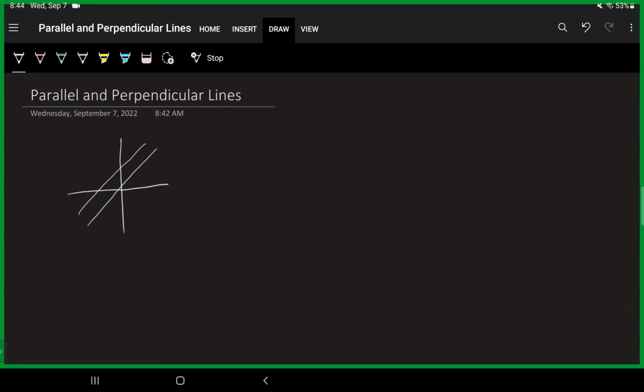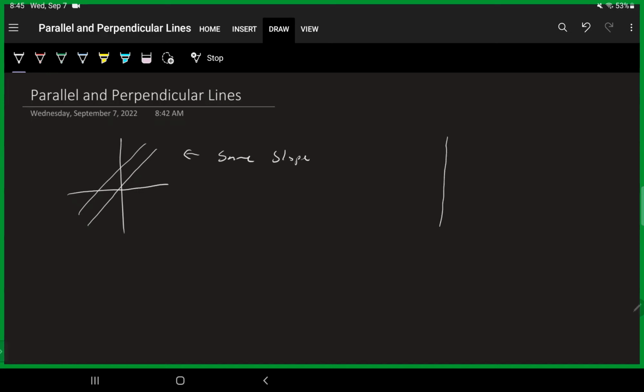But with algebra, when we talk about slope, we can say that these have the same slope, but they have different points. So, which means they have different y-intercepts, which is going to be useful.